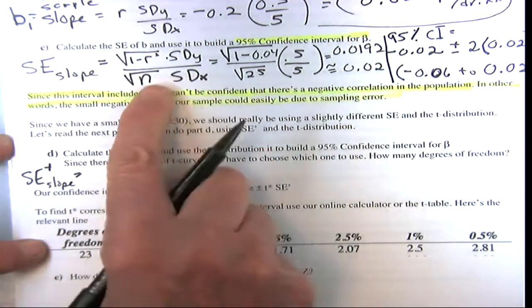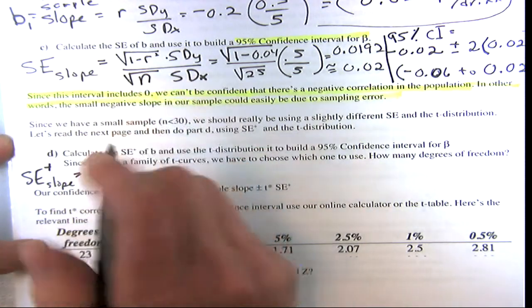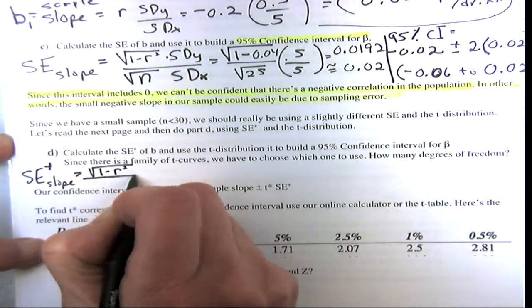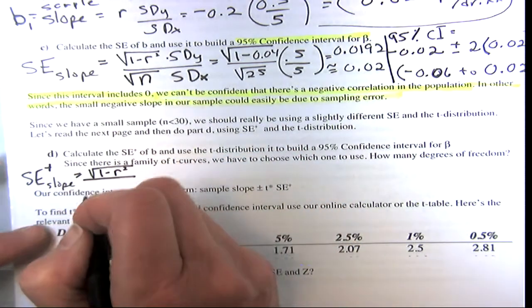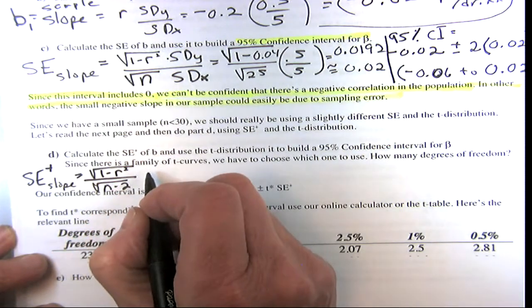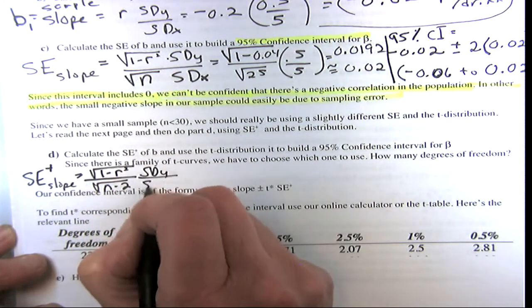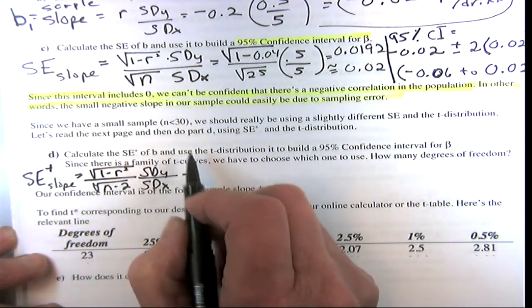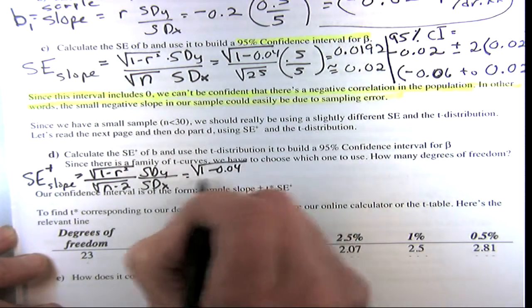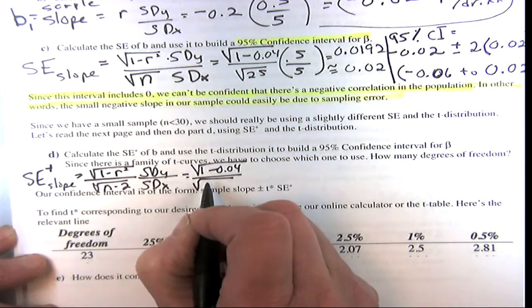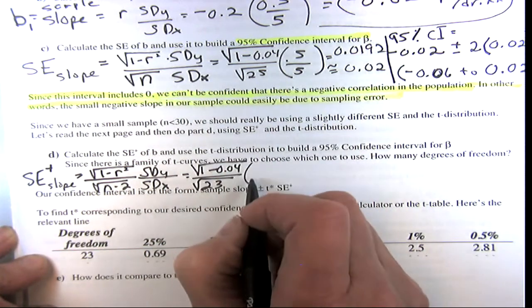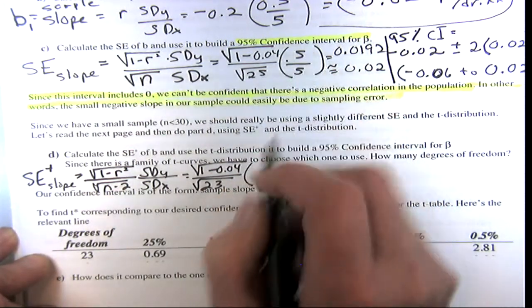The only difference being that instead of n, we'll have n minus 2. So let's do that. We have the square root of 1 minus r squared over the square root of n minus 2, times the ratio of the sdy over sdx. So again, we have the square root of 1 minus 0.04, but instead of the square root of 25, what should we put in here? The square root of 23, and then we're dividing by the same thing and multiplying by the same thing, the ratio of sdy over sdx.